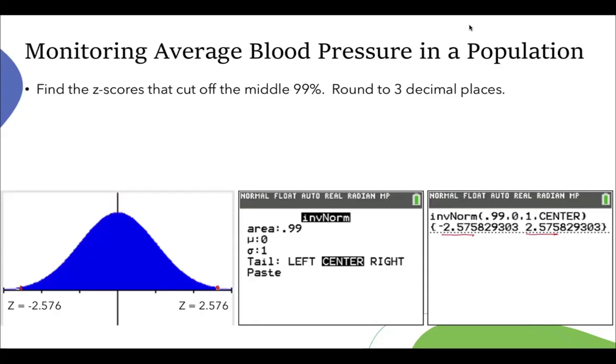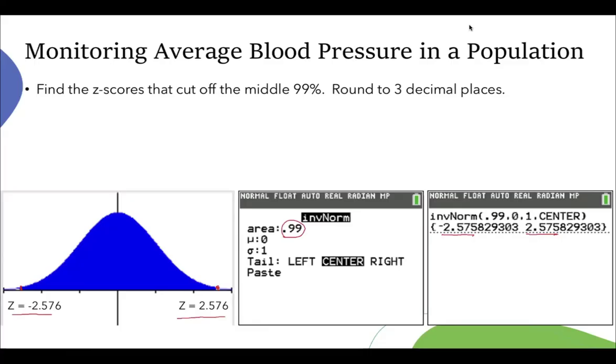So these sets of z-scores for the middle 99%, the middle 95%, and the middle 90%, are going to become part of confidence interval formulas that we are going to be using a little bit later. Okay, so let's remember them.